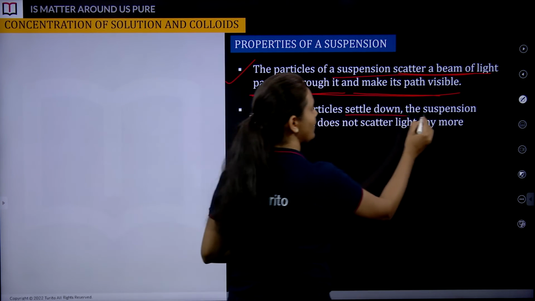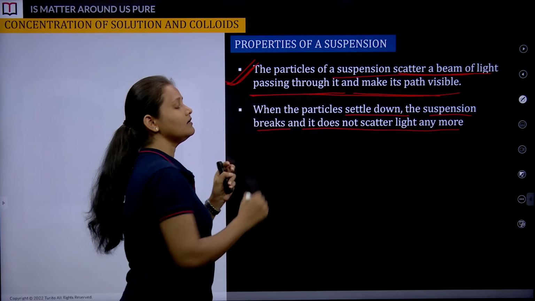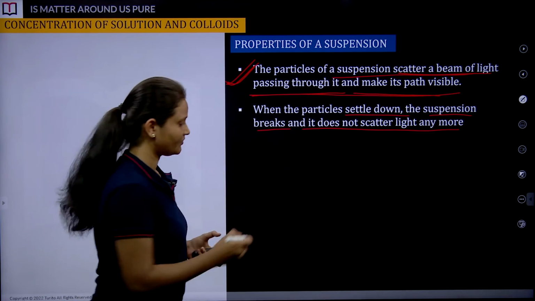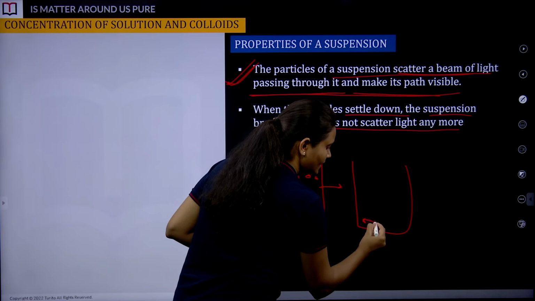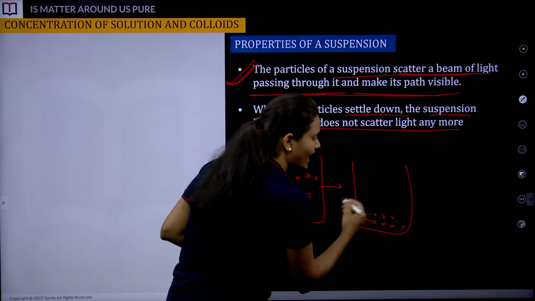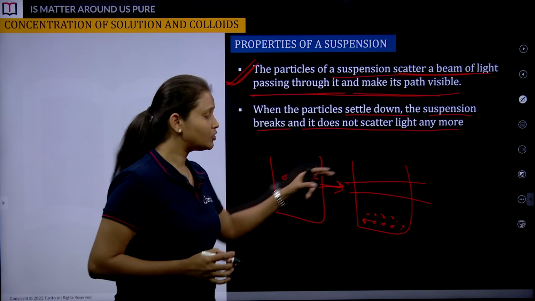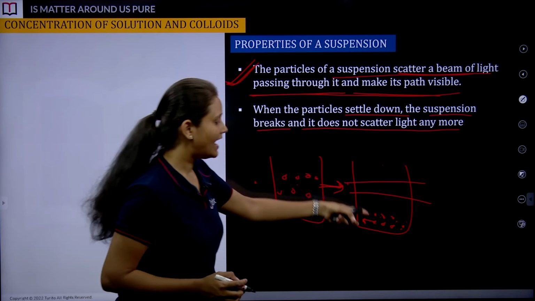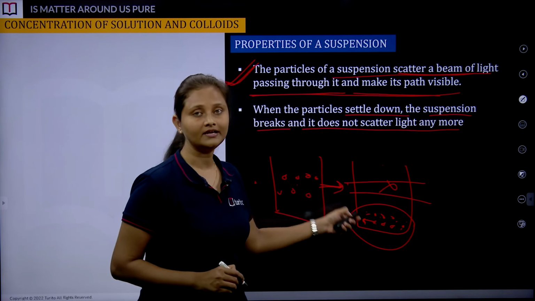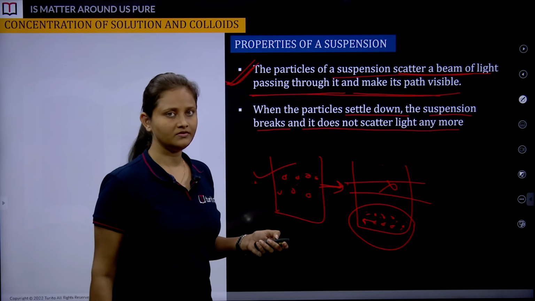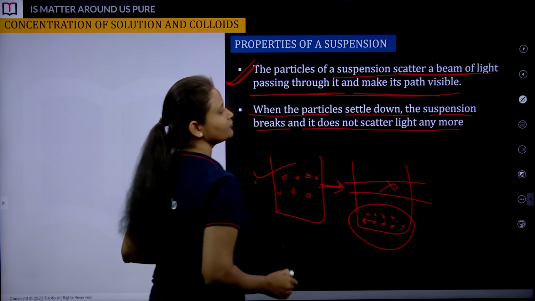When the particles settle down, the suspension breaks and it does not scatter light anymore. Students, this happens when the suspension has particles which are suspended. Suppose this is the suspension and the particles are suspended. After some time, in the case of chalk powder, it is going to settle down. At that time, if you put a torch and see, there won't be any scattering of light, because the particles we had earlier are now settled down. Suspended particles can show scattering of light, but after some time they settle down and cannot show the scattering of light.